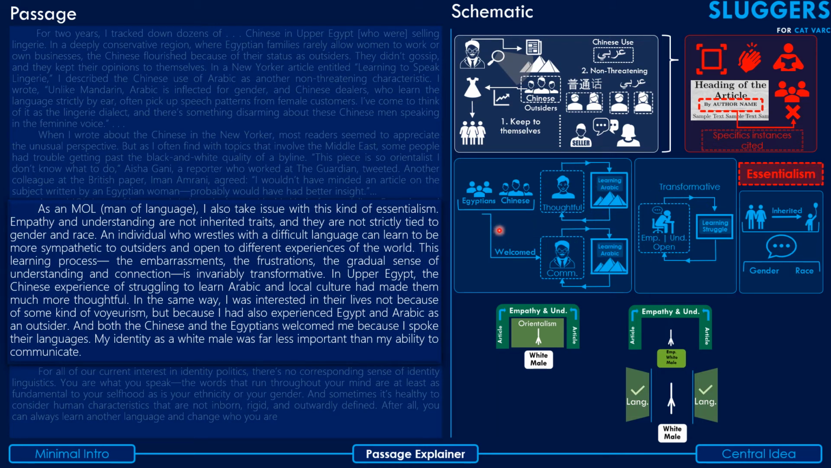And then finally he closes with saying that the reason why the Egyptians and Chinese welcomed him was mainly because of his language, was mainly because he was actually empathetic and understanding. His identity as a white male was far less important than the fact that he was able to communicate empathetically and in an understanding manner. Okay, so the paragraph has been about the author trying to attack this essentialist claim on the part of the non-appreciative audience. All right, let's go to the next one.